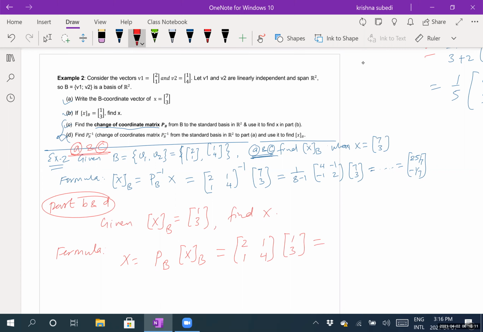So if you multiply that, some of you already got the answer in the chat box. That's great. If you multiply, you're going to get 5 and 13. So when you multiply these two matrices, that's what you got, 5 and 13. And that's the X. Okay. That's it.